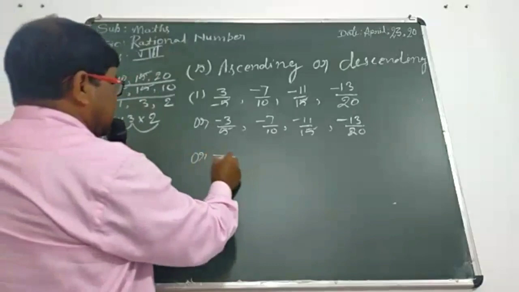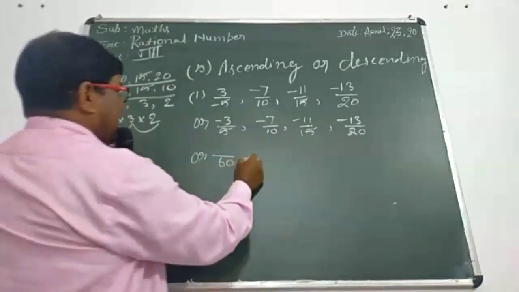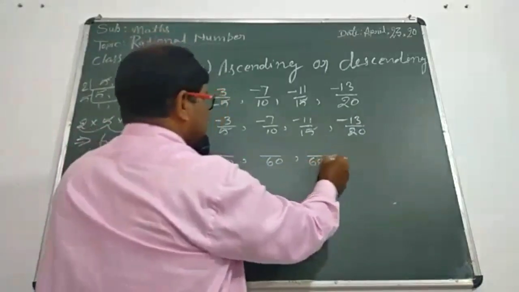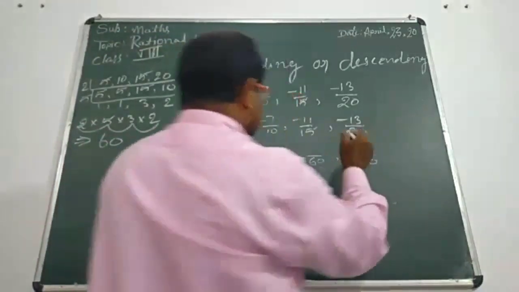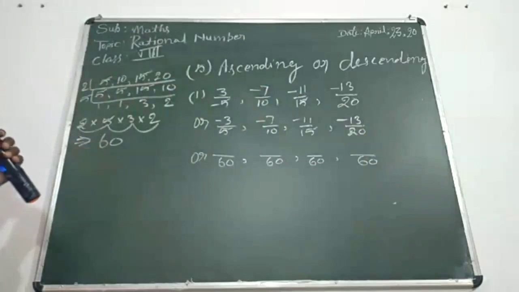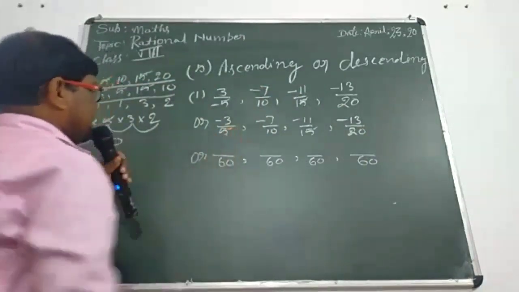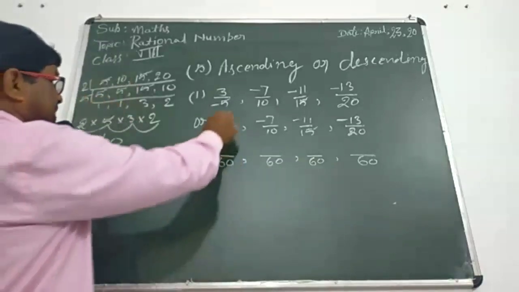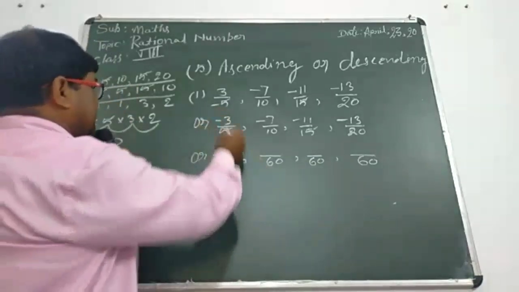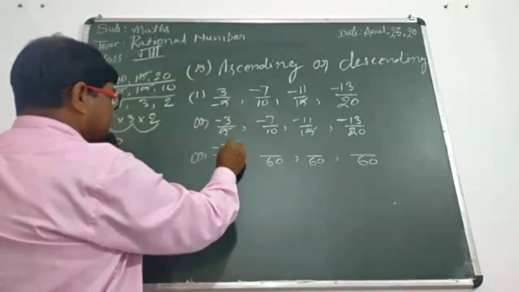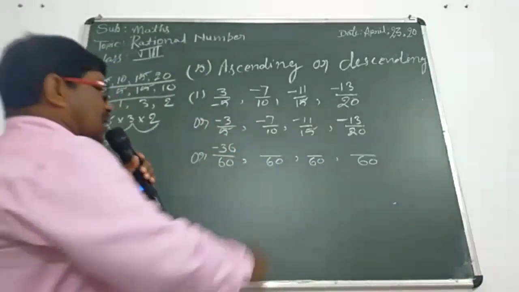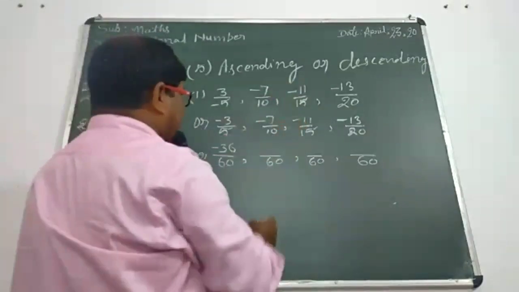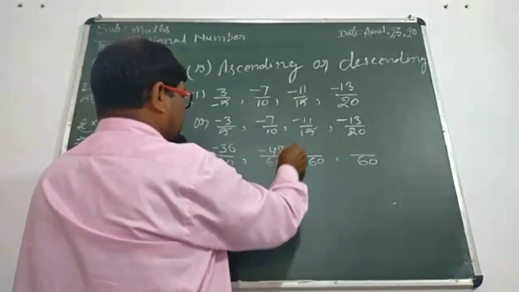Okay, LCM is 60. Now divide the LCM by each denominator. 60 divided by 5: 12 fives are 60, so minus 3 upon 5 becomes minus 36. Now 60 divided by 10: 6 tens are 60, so minus 7 upon 10 becomes minus 42.